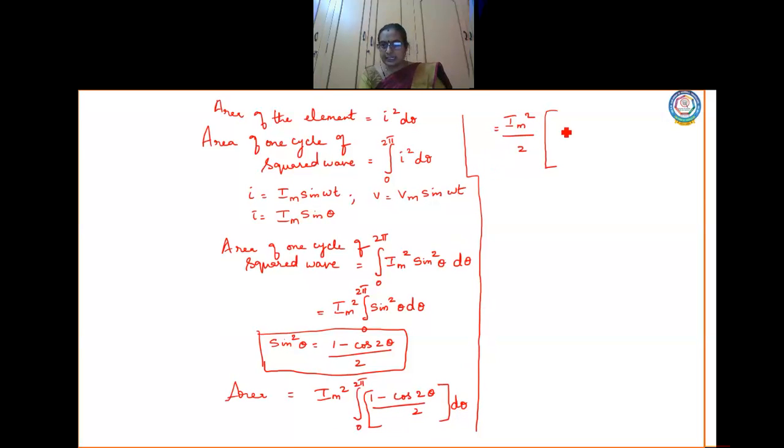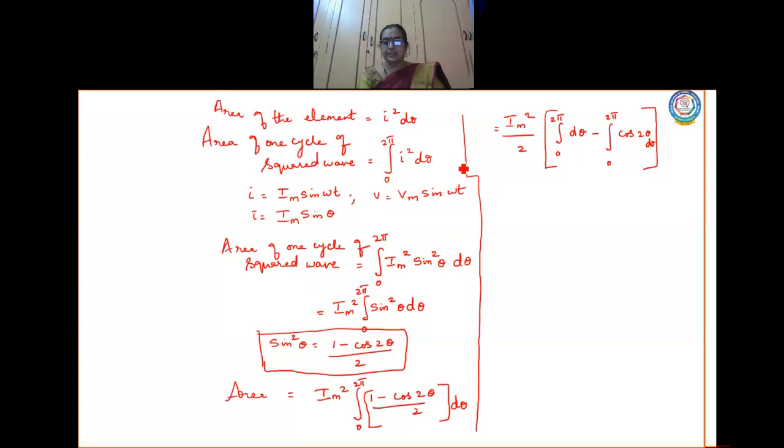Here again, integral 0 to 2 pi d theta first, minus integral 0 to 2 pi cos 2 theta d theta. So what is cos 2 theta? When I integrate cos 2 theta d theta, I will have sine 2 theta by 2. I hope you are very familiar with this, right?